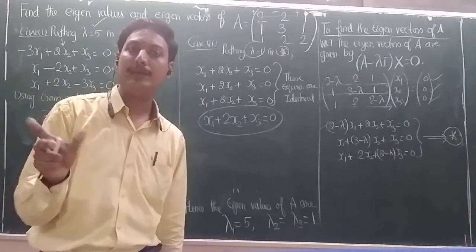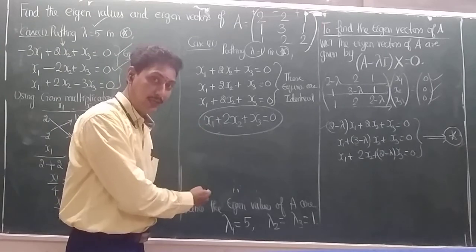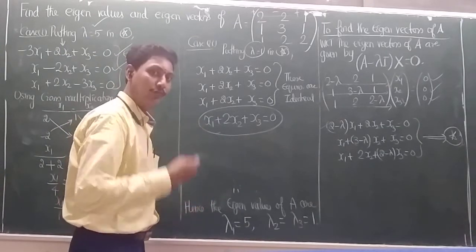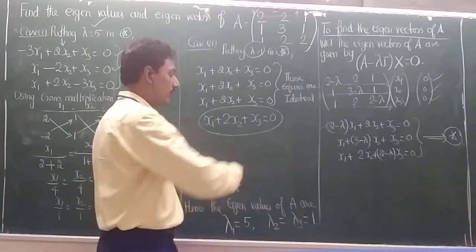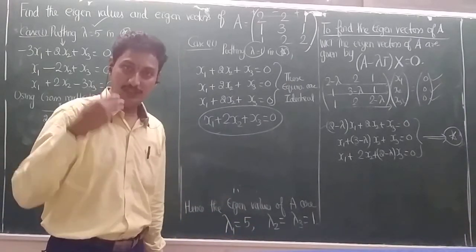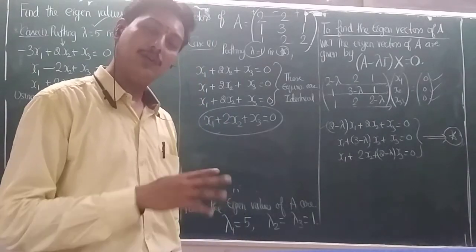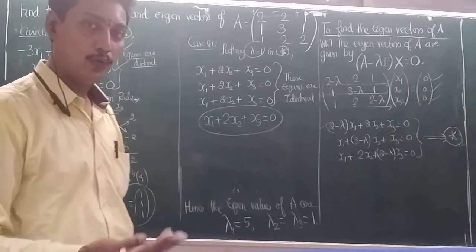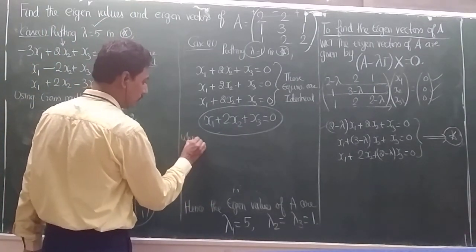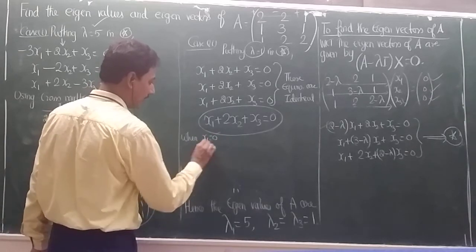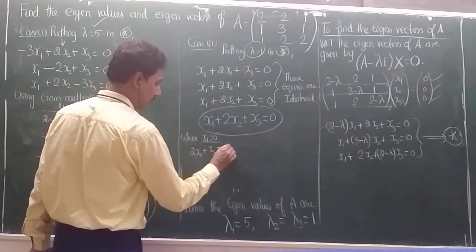The idea is very simple. What is the idea? You can assume that x1 is 0, and you will get one equation, one vector. If you assume that x2 is 0, you will get the second eigenvector. If you assume that x3 equal to 0, it will generate the third eigenvector. I need only 2 eigenvectors corresponding to lambda equal to 1. So I can go with any 2 cases. So here, when I choose x1 equal to 0, what happens? This equation becomes 2x2 plus x3 equal to 0.